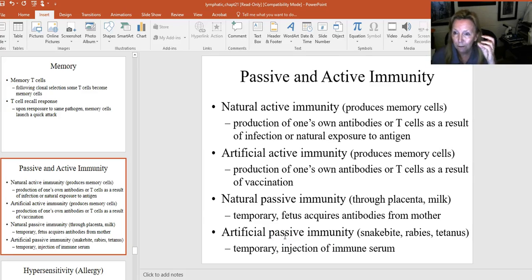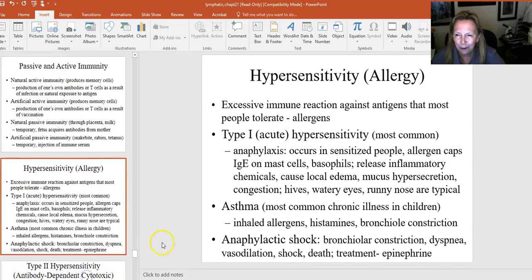Because if they artificially give you that immunoglobulin, which is just protein, it's going to seek out these antigens, take them out, and help to protect you. So this is temporary, though, just like natural passive is temporary. So passive is temporary. All right, so that's the difference in those two, active versus passive. Make sure you would kind of know some examples of that.